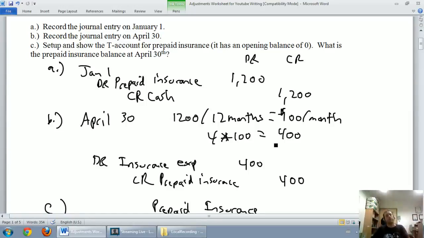You could also count the months left. You could say, well, I've got May, June, July, August, September, October, November, December. I have 8 months left. Notice I didn't count April because on the 30th, April's over. I have 8 months left. My insurance is $100 a month. I have $800 worth of insurance left on the table.